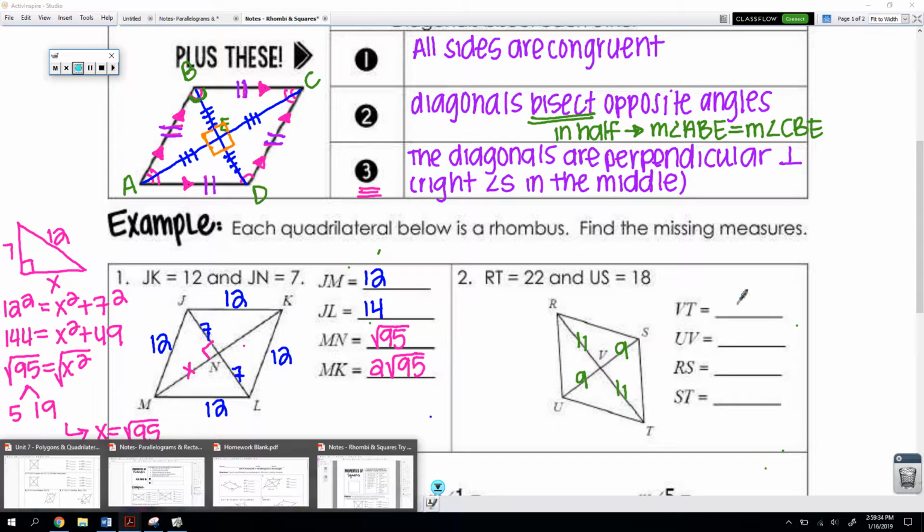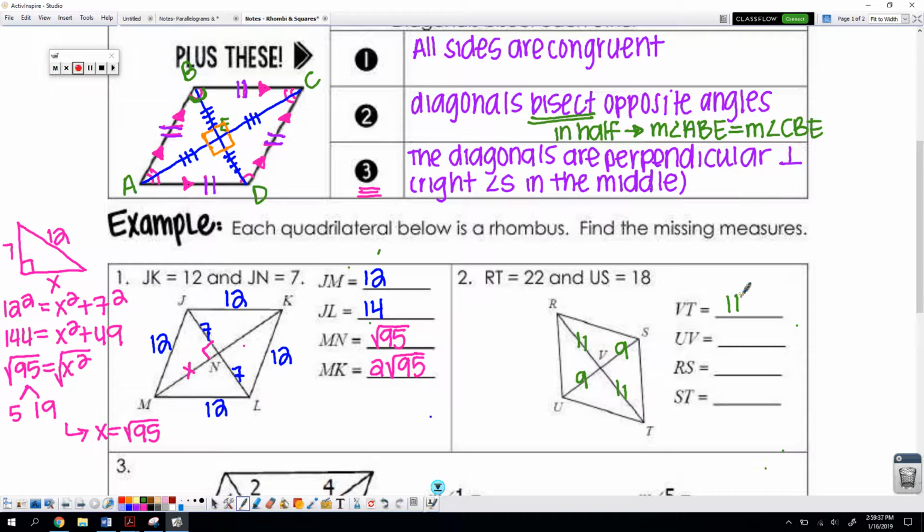So VT, we've marked as being 11. UV, we've marked as being 9. RS, oh, we have to find RS. So we're going to put our right angle here. Remember, in the middle are all of our right angles. And then we're going to look for RS. Oops, that's supposed to be an X. But we're looking for our hypotenuse.